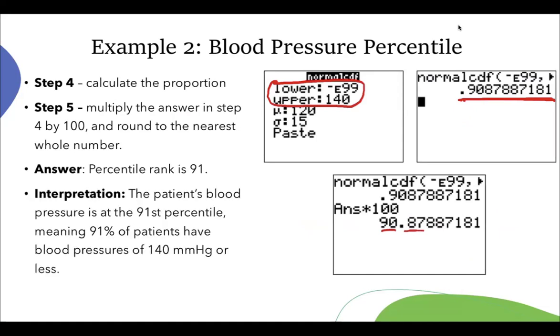Let's interpret what it means. The patient's blood pressure is at the 91st percentile. 91% of patients have blood pressures of 140 or less.